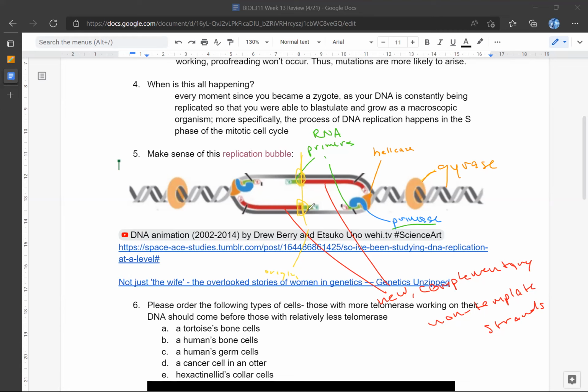Indicator protein. You're probably right. It's called ORI-C. ORI like origin. Very cool.